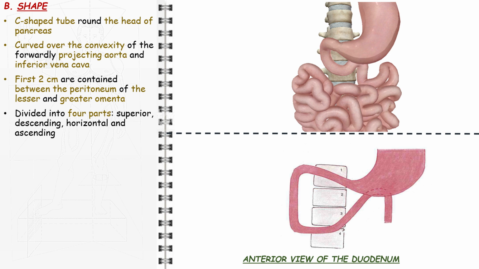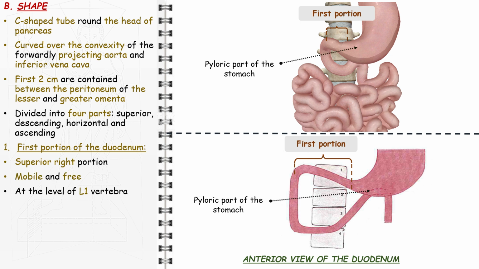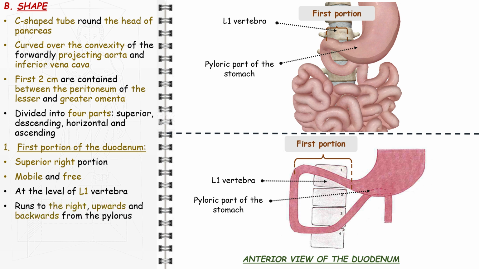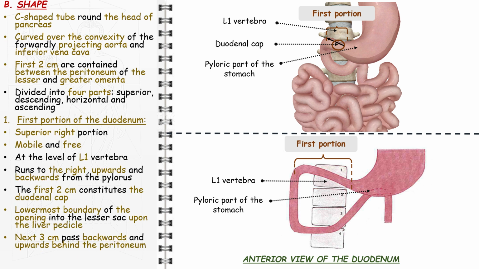The first portion of the duodenum is the superior right portion, mobile and free at the level of L1 vertebra. It runs to the right, upwards and backwards from the pylorus. The first 2 centimeters are pear-shaped and constitute the duodenal cap. It represents the lowermost boundary of the epiploic foramen, the opening into the lesser sac upon the liver pedicle. The last 3 centimeters pass backwards and upwards behind the peritoneum.